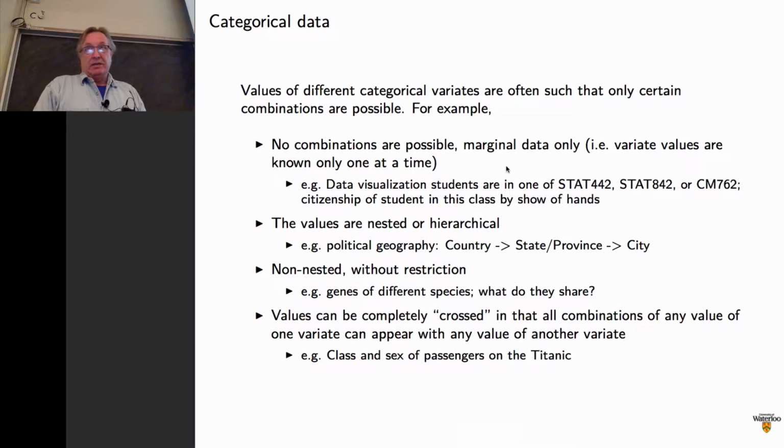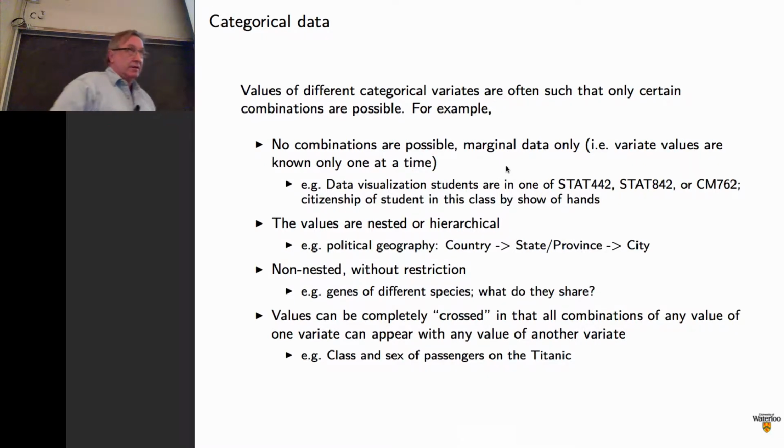And then I might ask, well, what's your citizenship? And we could do a show of hands: is your citizenship of this country or that country or another country? And we would have counts for those as well. But I don't have the combination. I don't know which citizens were in Stat 442, etc. So I don't have both of those together. I just have the marginal information on each of those. So data sometimes comes like that. You've just got the marginal data itself.